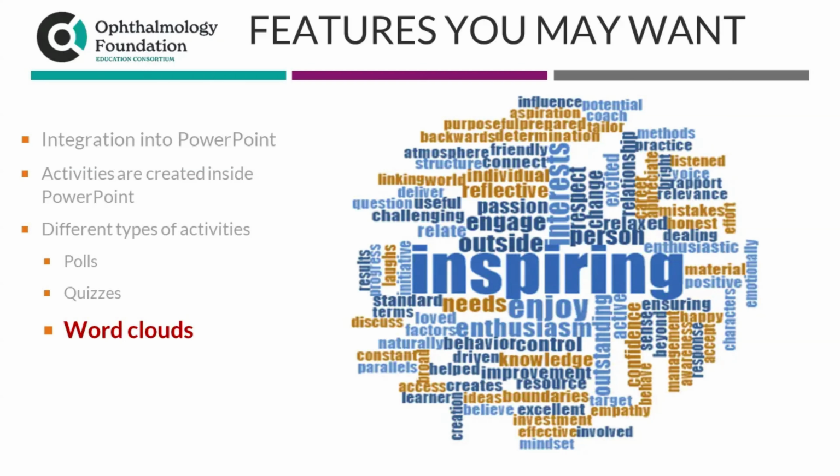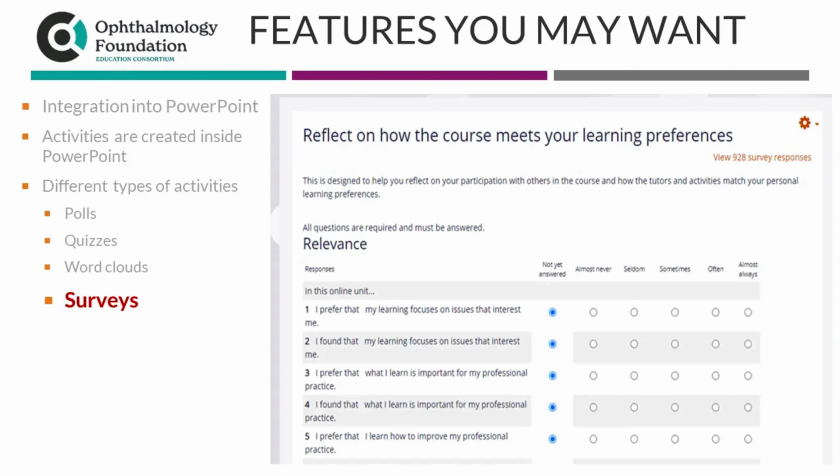A word cloud is a visual representation of text data. It's a popular way to depict the most frequently occurring words in a set of text. The more frequently a word appears in the text, the larger and bolder it appears in the word cloud. We like using this feature when we ask participants in a workshop to send 3 words that they think define a good teacher.